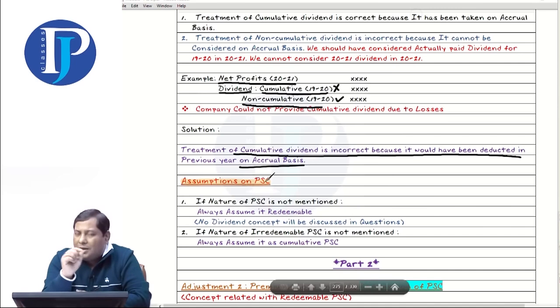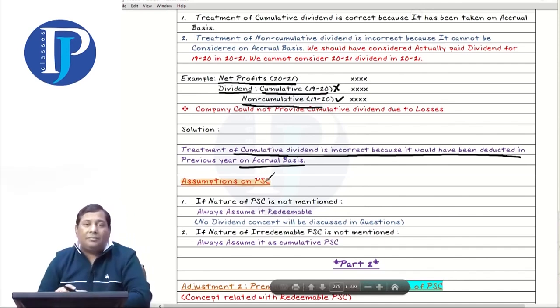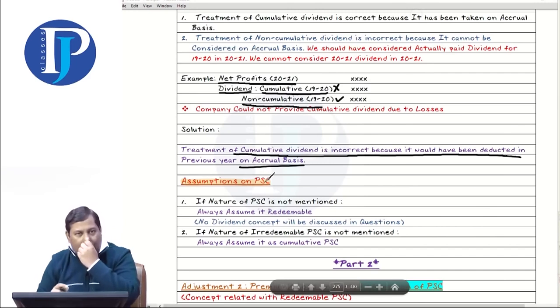So if your question has PSC and it doesn't mention whether it's redeemable or irredeemable, then what do we assume? We would assume redeemable. If your practical question says that preferential capital is irredeemable, but it doesn't specify cumulative or non-cumulative, then we will assume cumulative. Clear? You will take these two assumptions in questions.